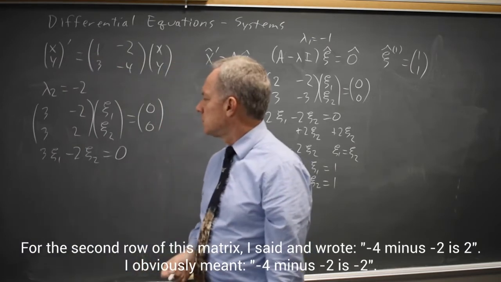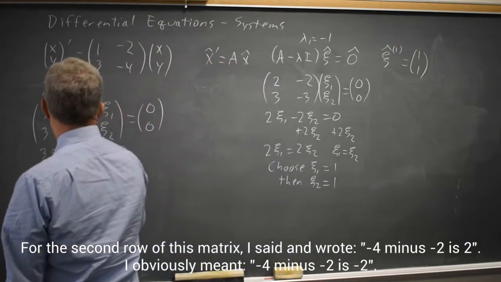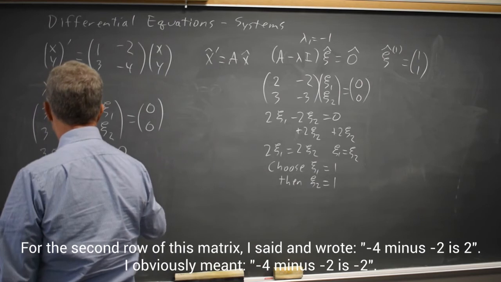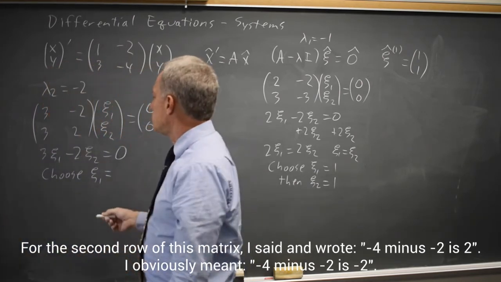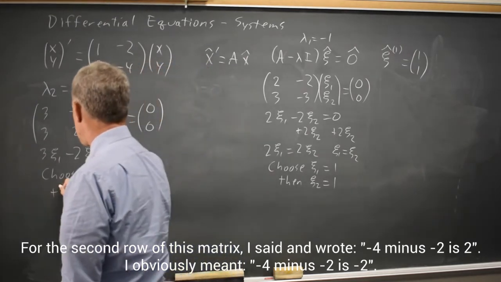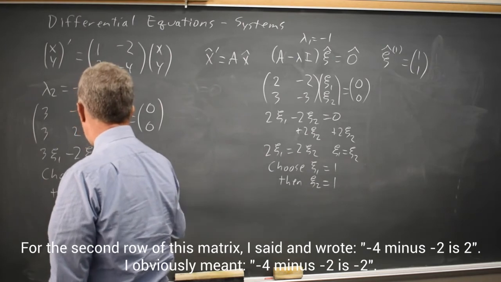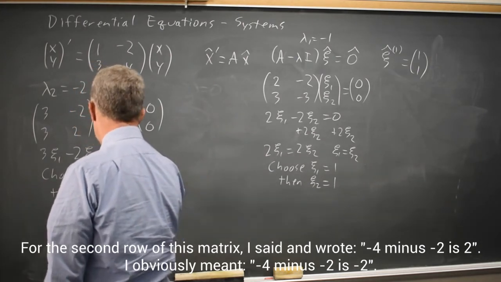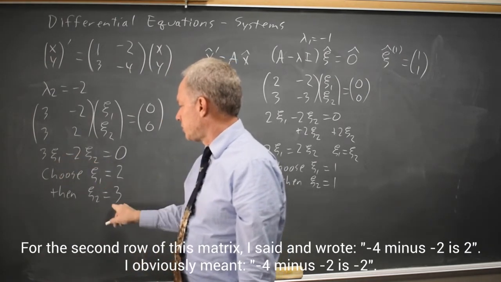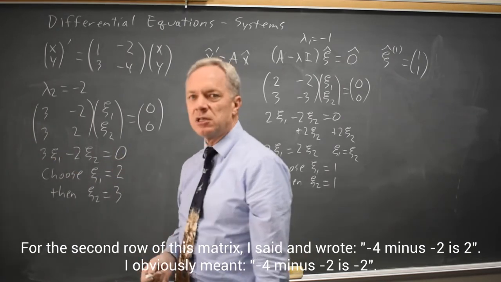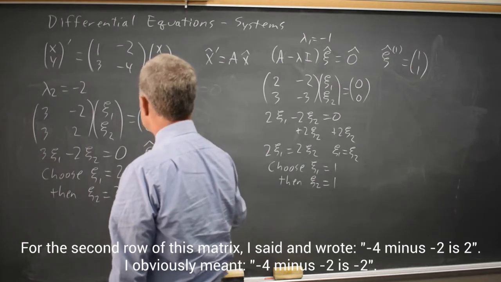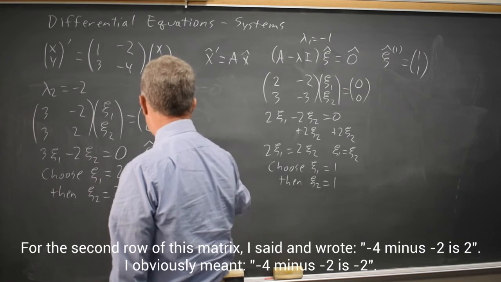I'm going to choose a value for c1. I'm going to make c1 2 because if I swap the coefficients and flip the sign of one of them, that'll give me 3 times 2 is 6, -2 times 3 is also -6, and 6 minus 6 equals 0. So that works, and that gives me eigenvector 2 is the vector 2, 3.